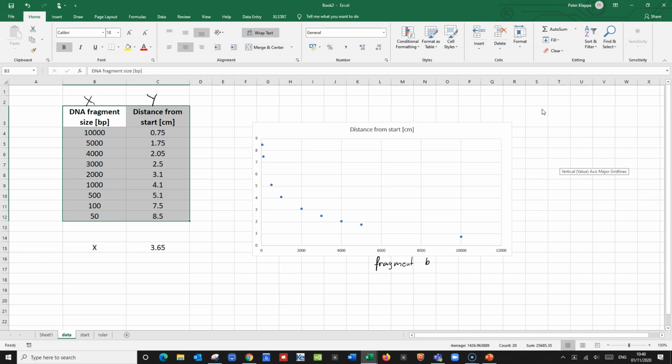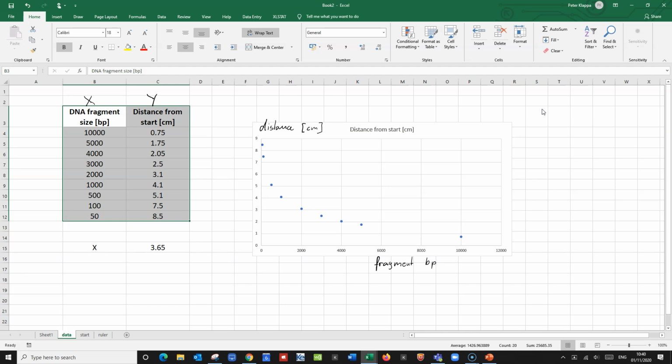That is in base pairs. And on the y-axis, that's the distance traveled from the start point, and that is in centimeters. And what we see is that this certainly is not a linear relationship. So we cannot really apply anything that we have learned about standard curves.